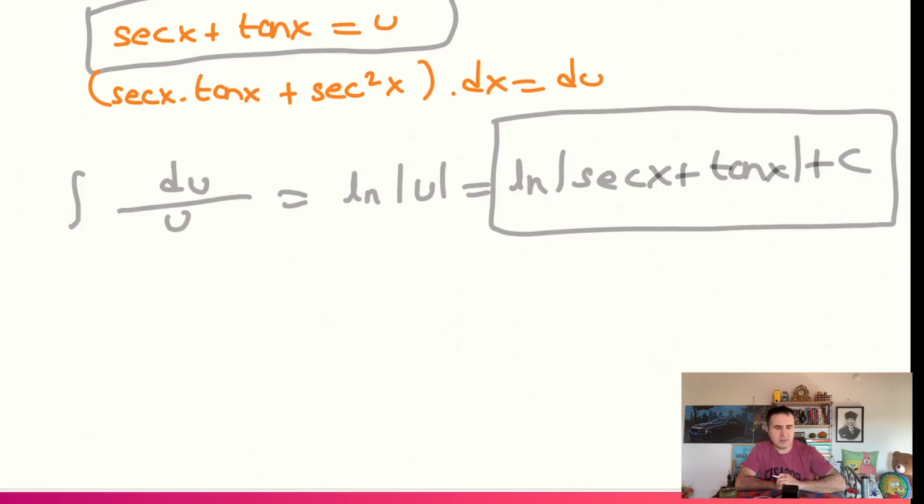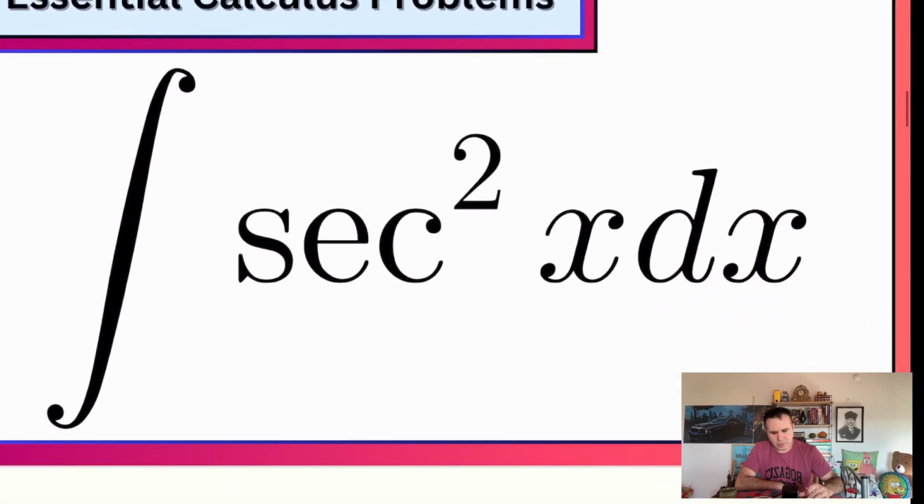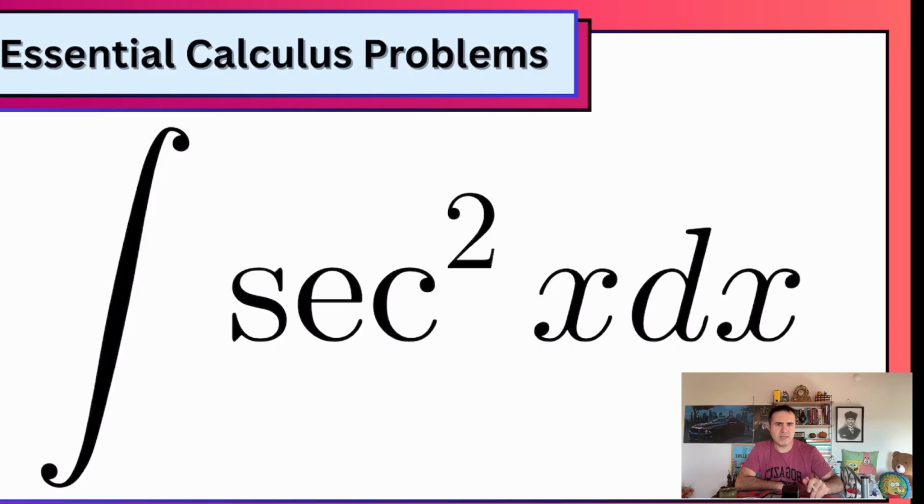The answer is this. In the next lecture, we will solve the integral of secant square of x dx.